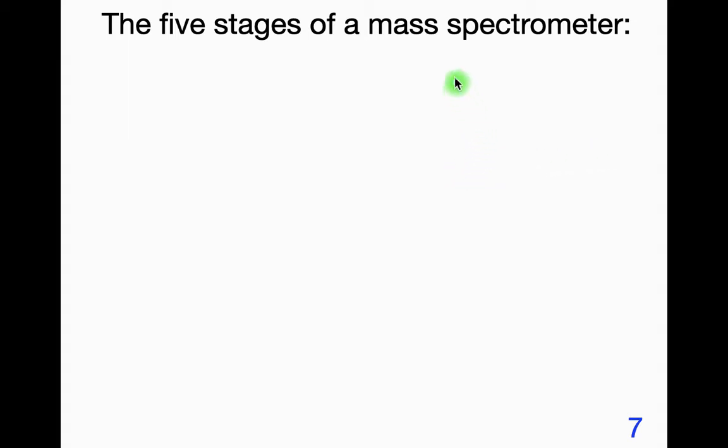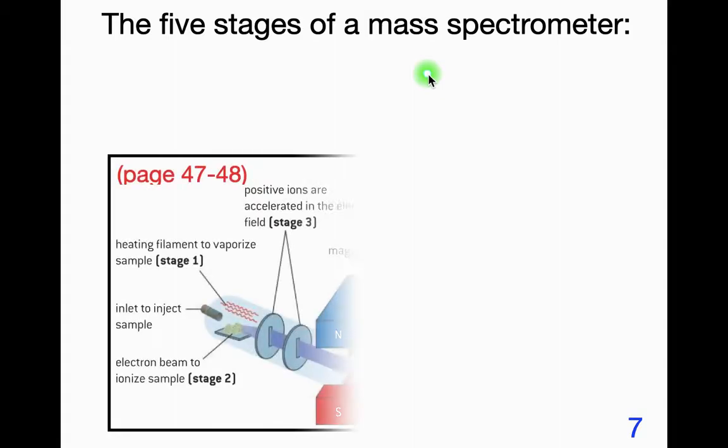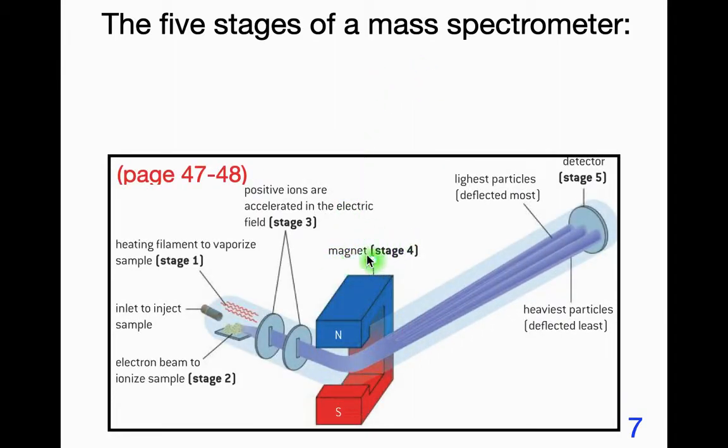There are 5 stages to a mass spectrometer, and actually you can hold off on writing down these 5 steps until the next slide or a few slides when I define each one. But let's take a look at this mass spectrometer and see what each one of the steps is. Step 1 is vaporization. That's taking place down here where we're heating the sample, causing it to become a vapor.